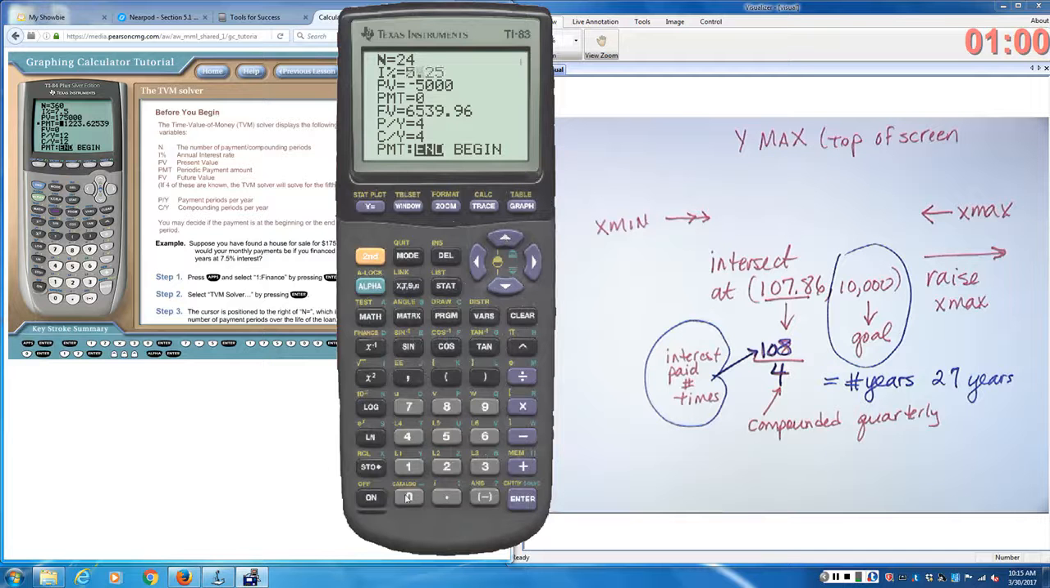And if I wanted to, I could try to solve to see what interest rate that I needed to get with this. So if I put my cursor on the interest rate and do alpha solve, it says I would need 4.5% interest rate. And that's the annual interest rate. Okay? That's not the periodic interest rate. So you can use the solver to help you out with a lot of different things.